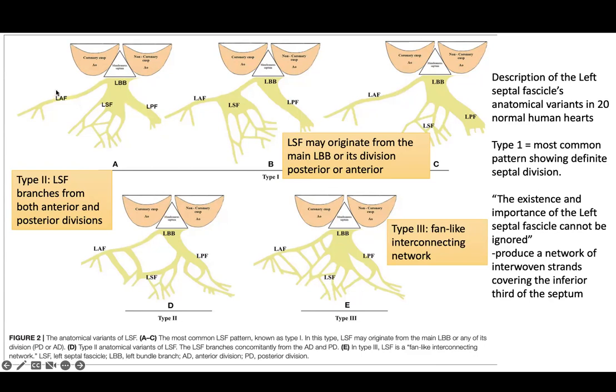And then there's type 2, where the left septal fascicle will branch out from both the anterior and the posterior fascicles. And then there's another one, which is like a fan-like interconnecting network where it's just kind of all over the place. So these are, I guess, probably the nicest ones to have. You kind of put your lead anywhere and probably get something nice. But there's so much variation.